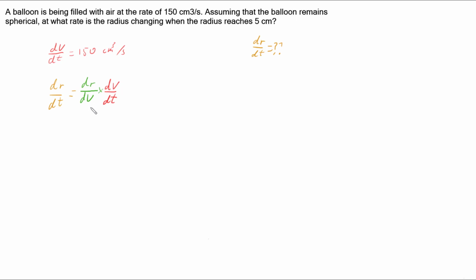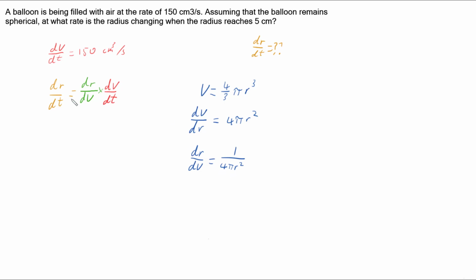Now we need a rule that links volume to radius, and we have that because the volume of a sphere is given by 4/3 pi r cubed. And so we can find dV/dr, so we can derive this, which gives us 4 pi r squared. So this is dV/dr, but we want dr/dV, so we need to take the reciprocal of this, flip it upside down. dr/dV is going to be 1 over 4 pi r squared.